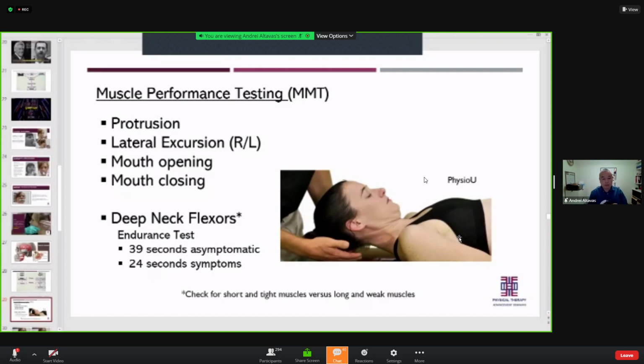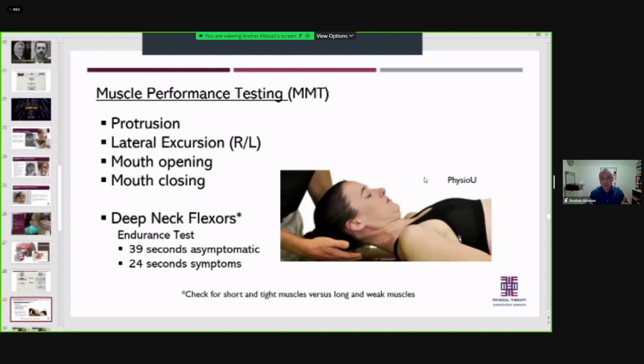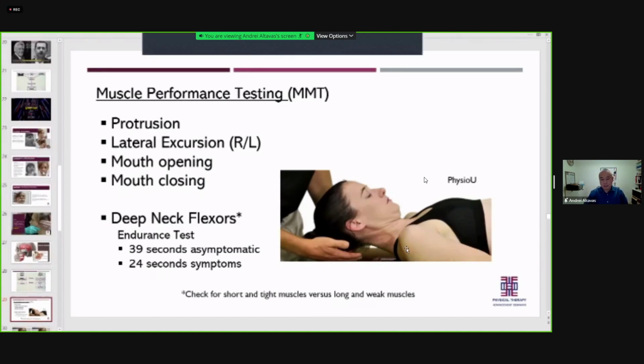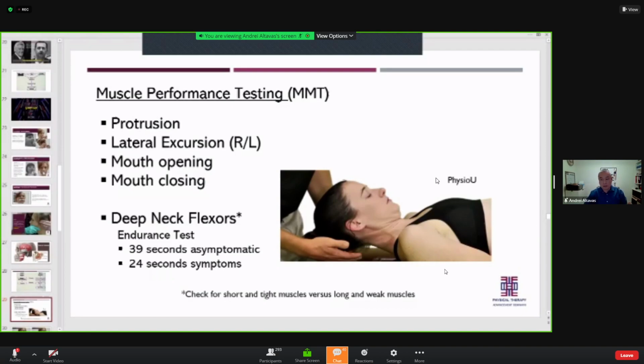So for deep neck flexors, you want to include this as well in your muscle performance testing, an endurance test for deep neck flexors. I don't have a video here, but this is a test we also do for cervicogenic headache or neck pain, which is an association as well for patients who have headaches and neck pain. There's an association, or I would say a component, of weakness in their deep neck flexors and anterior neck muscles, and that's good to test also as far as your examination.